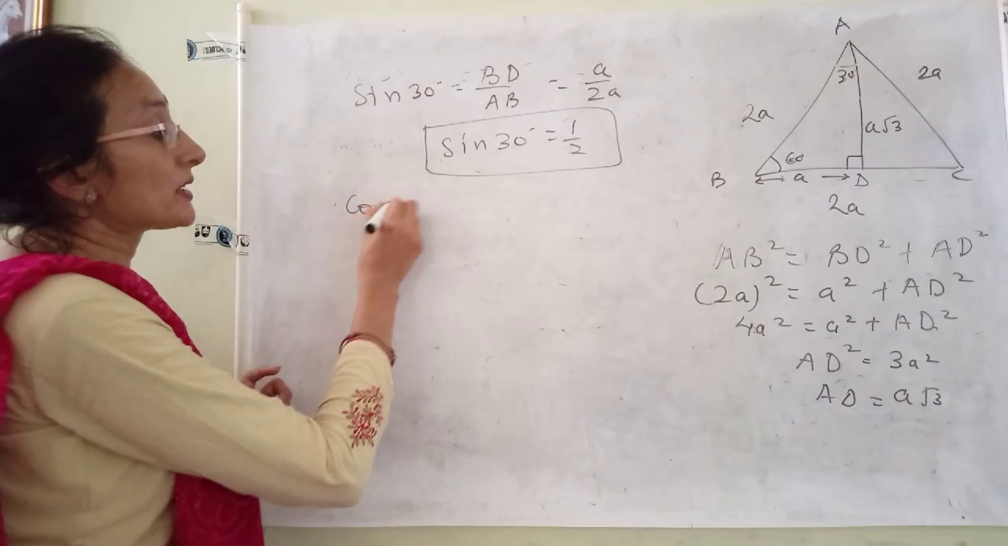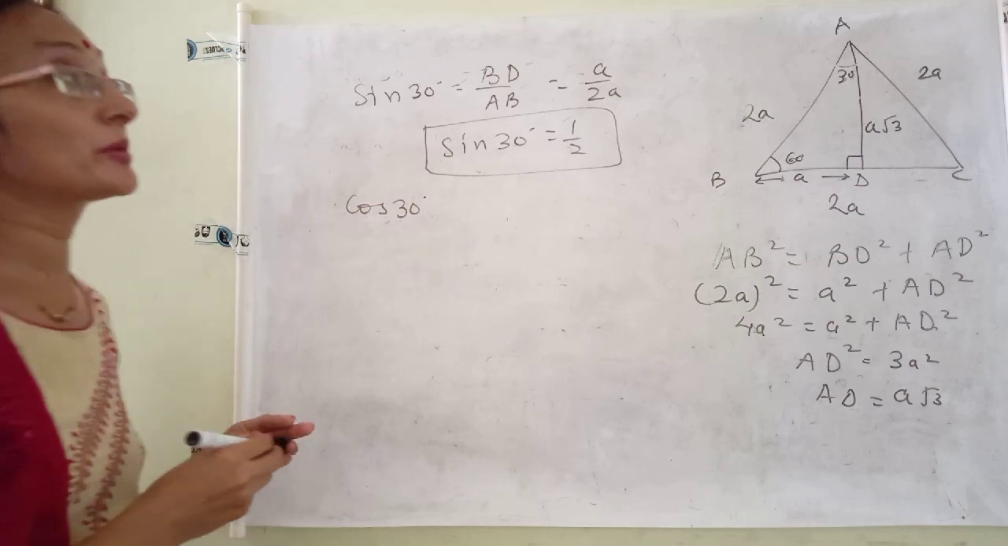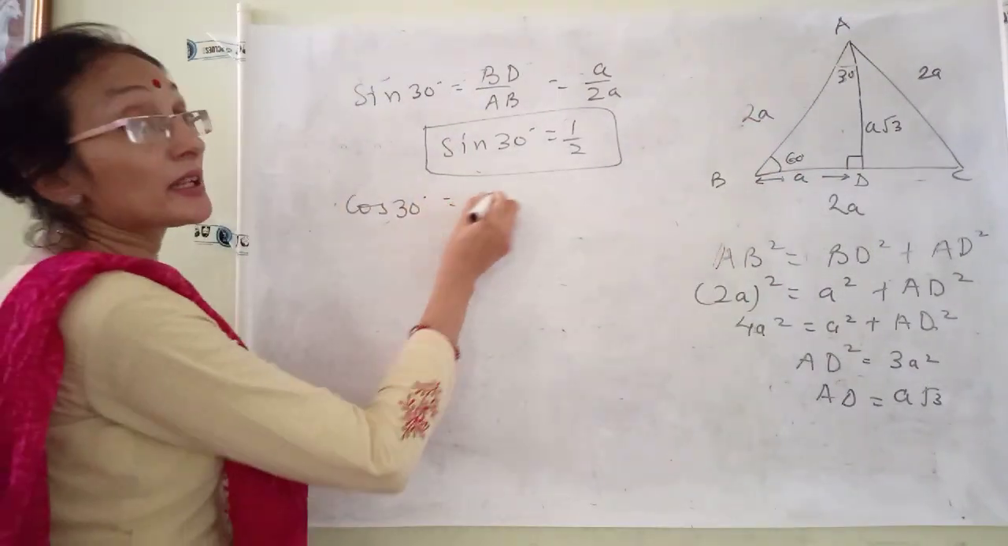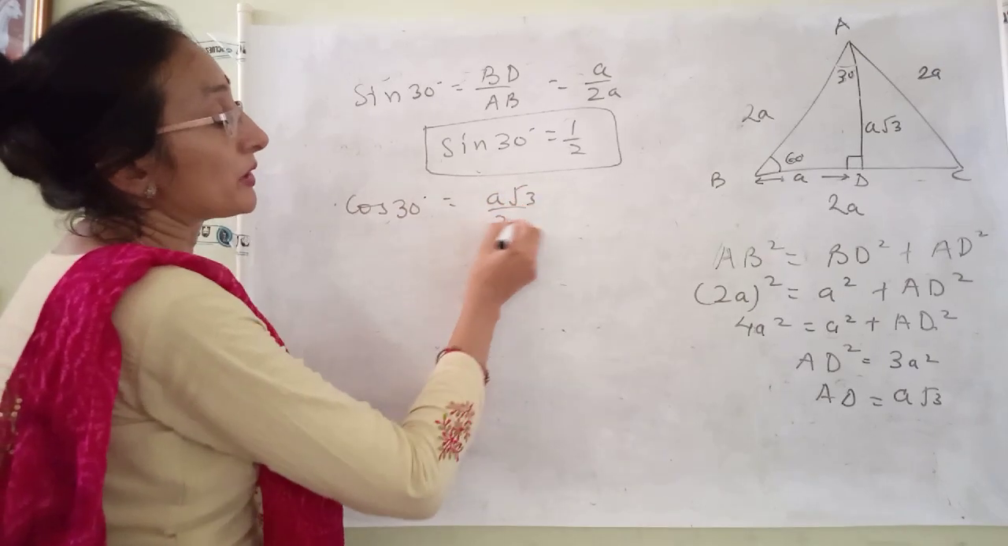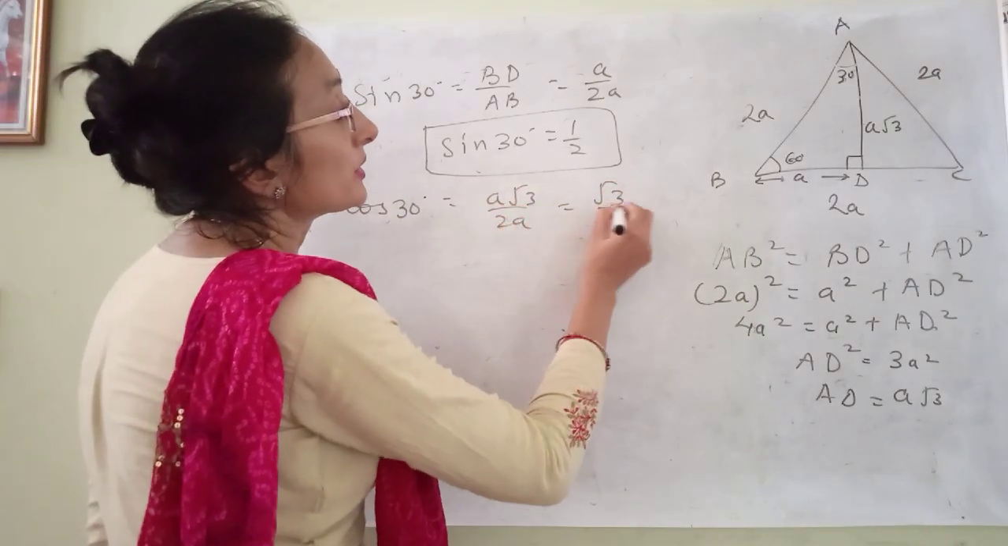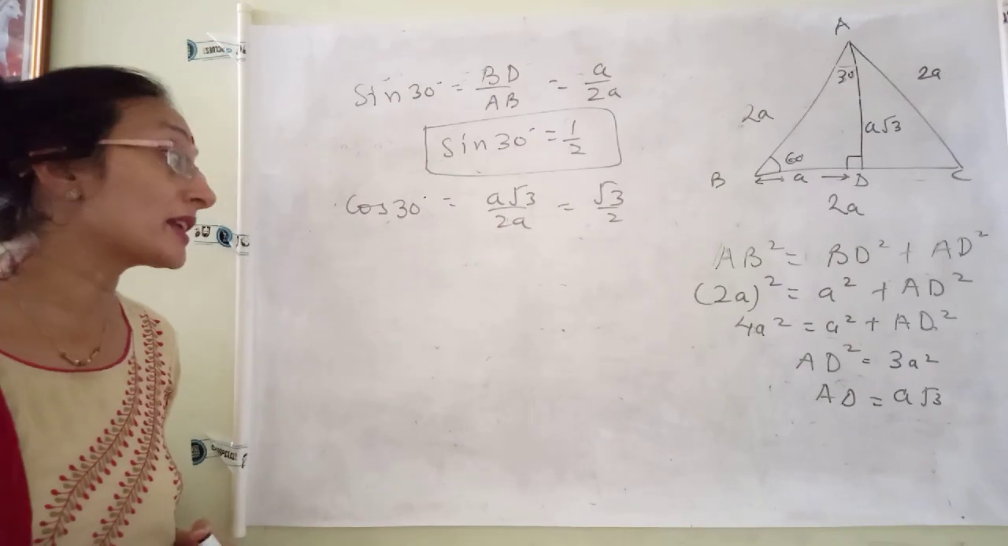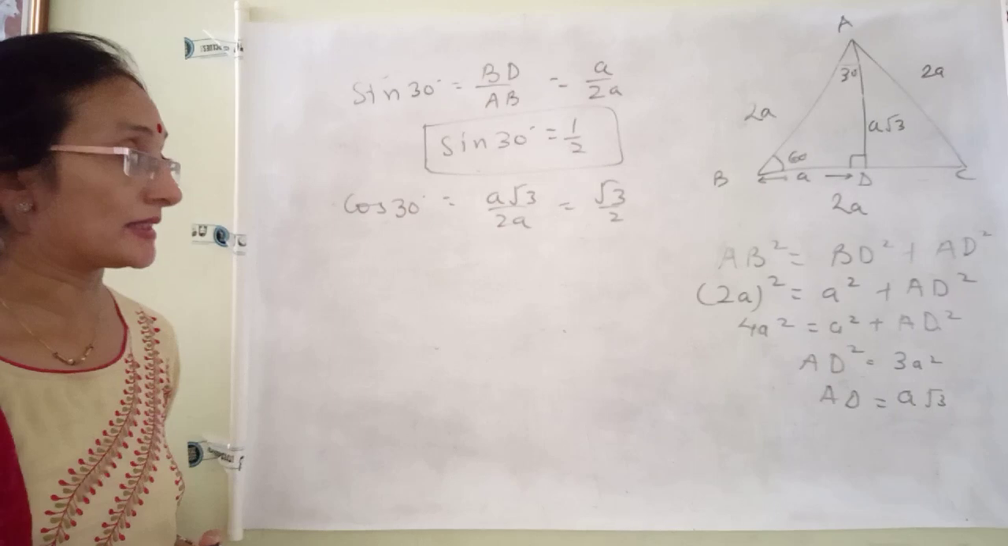In the same way, find cos 30 degree. Cos 30 will be equal to base upon hypotenuse. That means A root 3 upon 2A, or simply root 3 upon 2. Now after sin 30 and cos 30, we are able to find the other four angles.